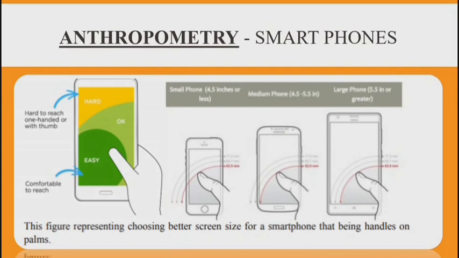So it means that in the first one the movement is very easy and comfortable, you can reach every part with a single thumb, a single finger, anywhere. But in the case of the medium and the large phones it is a little bit difficult, and with the last one, the large phone, it is very hard for the thumb to reach the other ends.